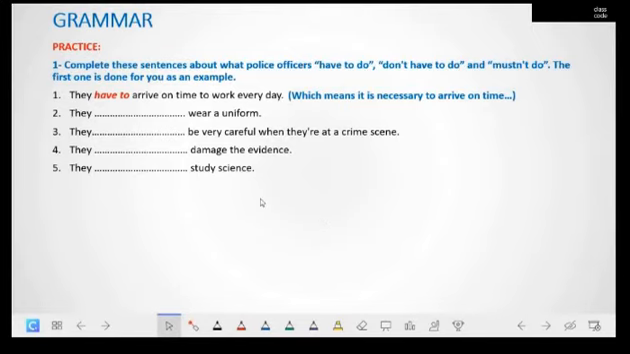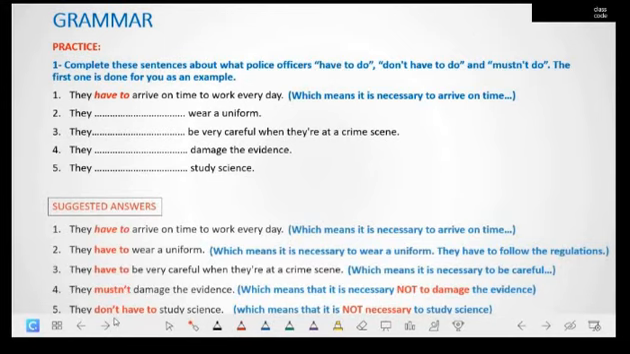So I'll give you one more minute for this activity. Do we have any responses from our students? All right. Okay. I'm running out of time here, so I'm going to show you the answers.